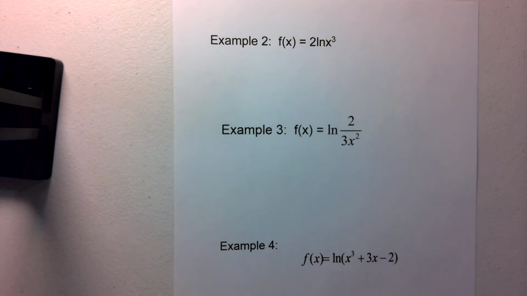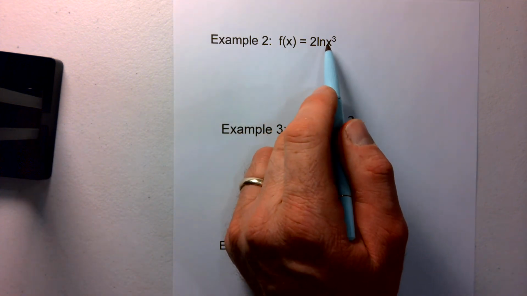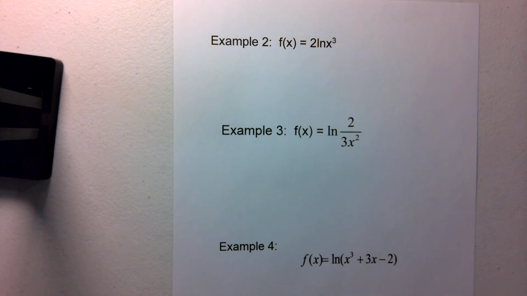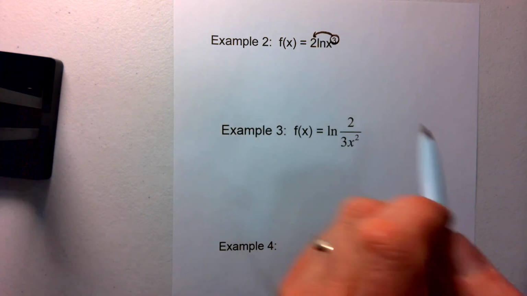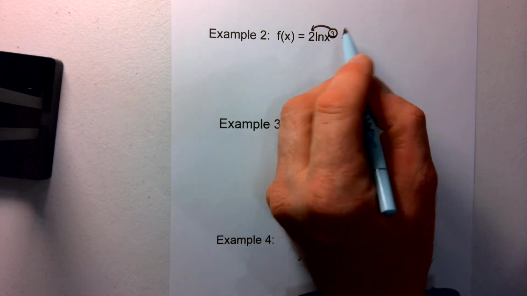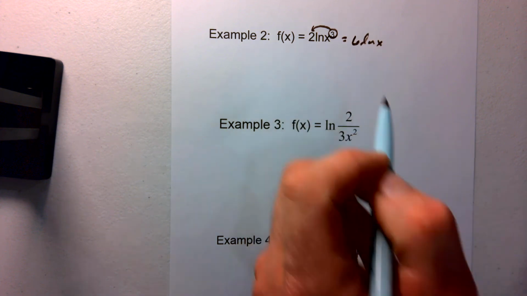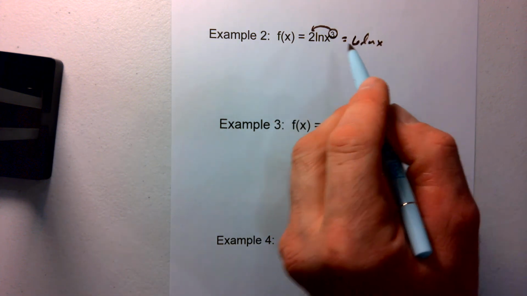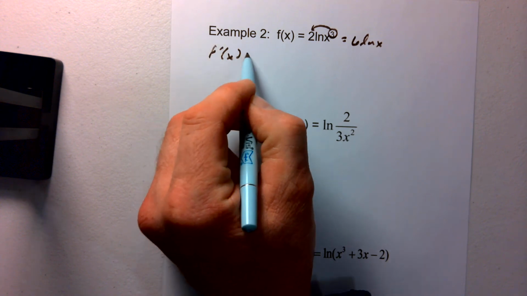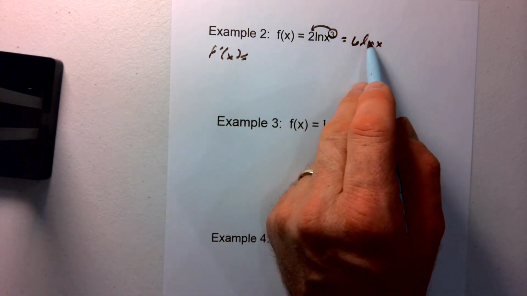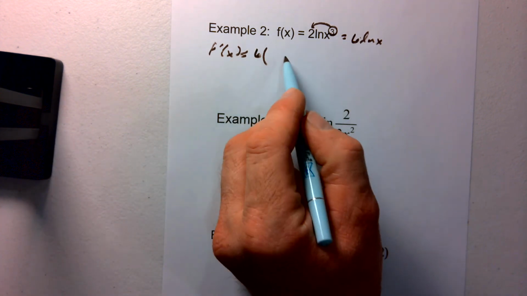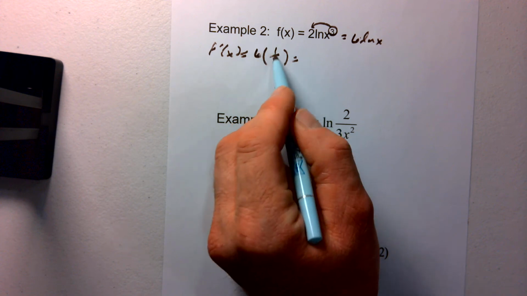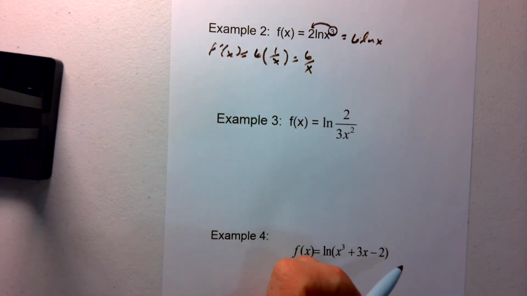All right. So in example 2, we have f of x equals 2 natural log of x to the third. I'm going to again bring those natural log rules back. Recall I can bring this exponent to the front and multiply it there. So I can rewrite this as 6 natural log of x. My derivative of 6 natural log of x, since 6 is a constant, is 6 times the derivative of natural log of x, which is 1 over x. 6 times 1 over x is 6 over x.